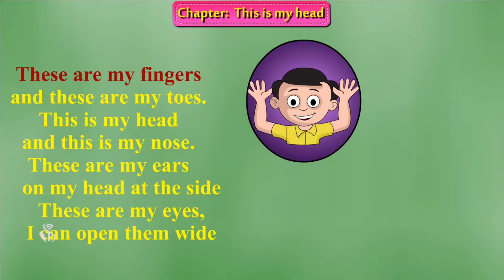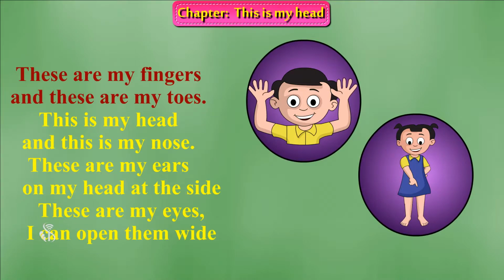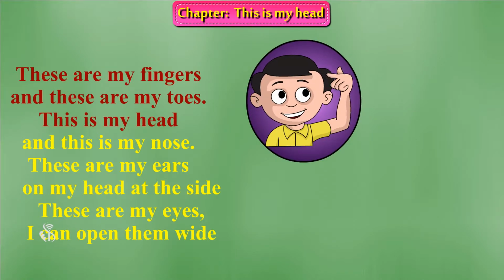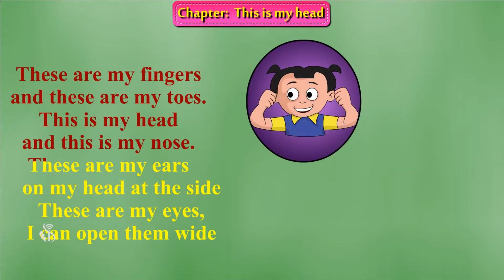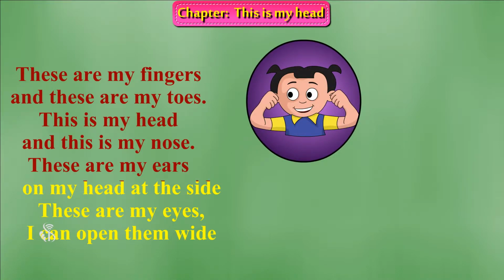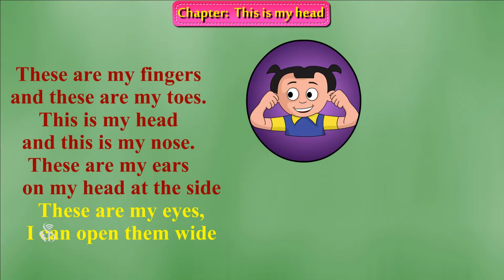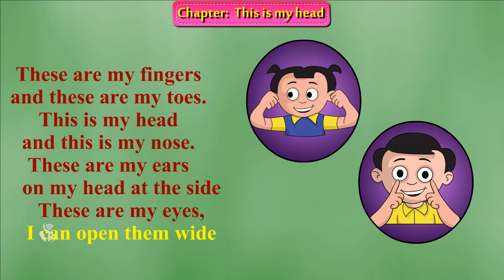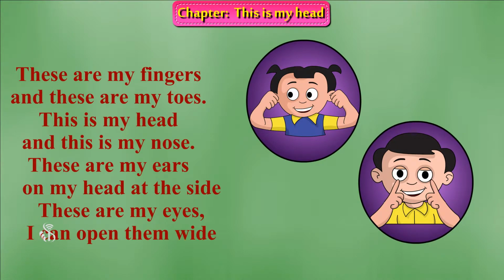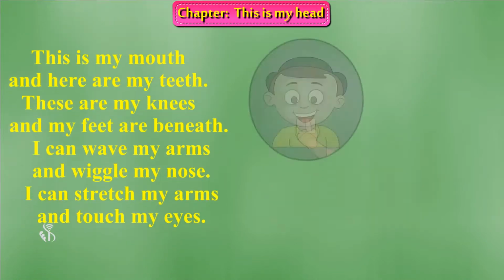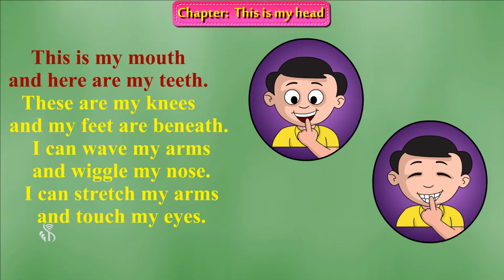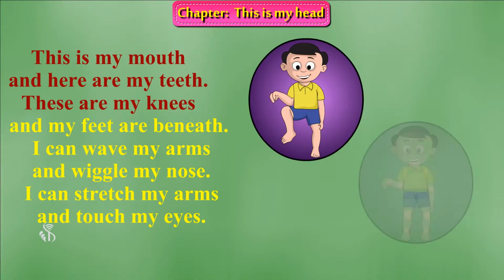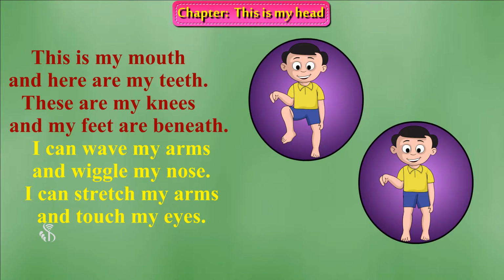These are my fingers and these are my toes. This is my head and this is my nose. These are my ears, on my head at the side. These are my eyes, I can open them wide. This is my mouth and here are my teeth. These are my knees and my feet are beneath.